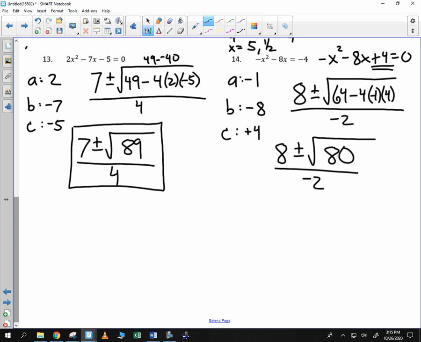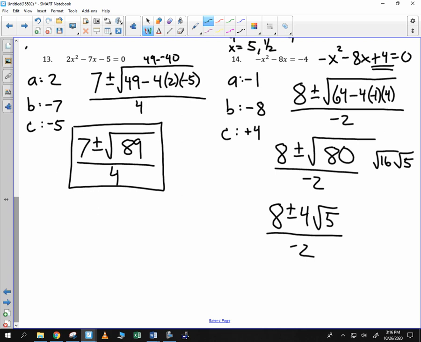Now there is a square root of 80. Not a perfect square, but we can simplify it. It's the square root of 16 times the root of 5. So we'd have 8 plus or minus 4 roots of 5 over negative 2.